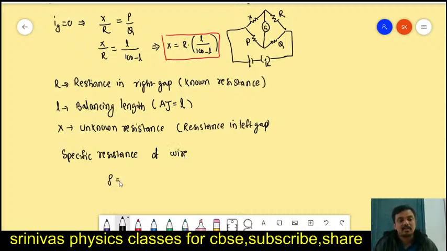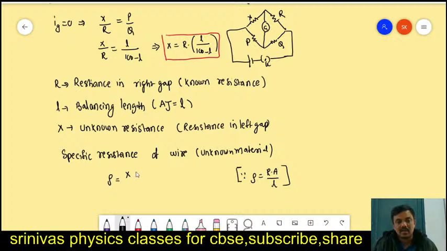There is a formula for the specific resistance. Previously we know that the specific resistance formula is rho is equal to RA by L, where R is the unknown resistance here. Unknown resistance is X. The specific resistance of the unknown material is what I am going to find.